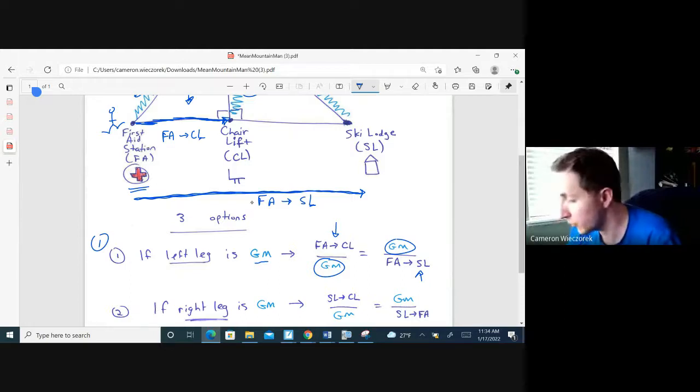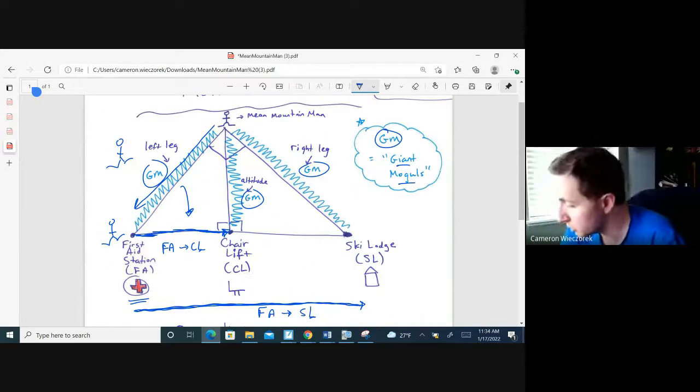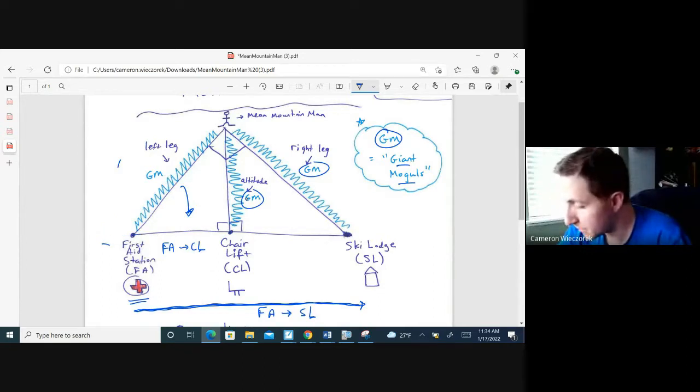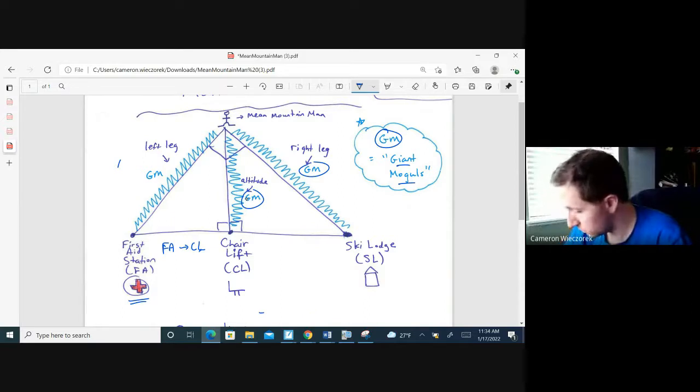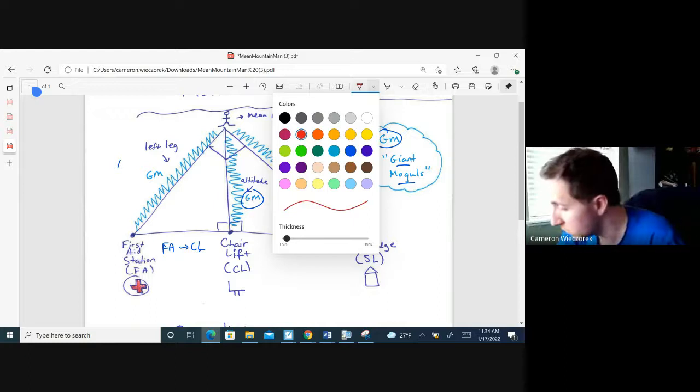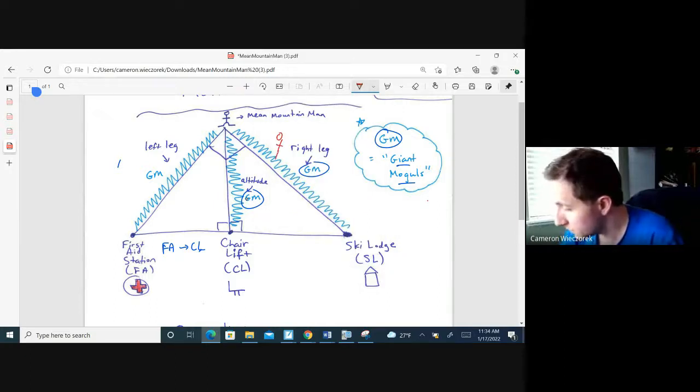Now, case number two, let me erase the blue. We're going to have him ski down the right side of the mountain this time. Okay. So now, Mean Mountain Man decides he wants to try a different hill. So we'll do this one in red. So now he's going to go down the right side of the mountain this way. That's my geometric mean this time, so I'm going to circle that in red.